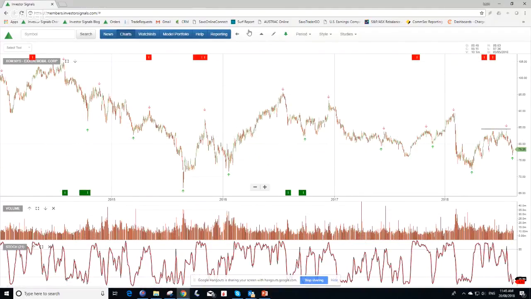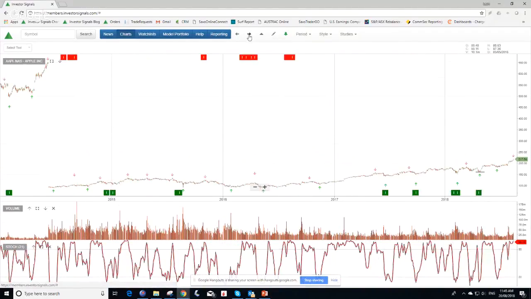Exxon under sell conditions. So again, just pointing out those energy names having lower high patterns. And there we are back to Apple.